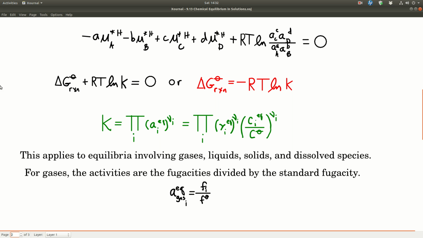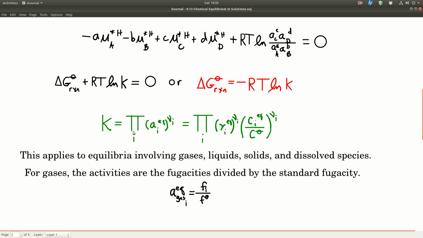So we can say delta G reaction, standard, pure substances plus RT ln K equals 0, or delta G equals negative RT ln K. Here K, okay, this is the whole point of this section. It's this term right here. We can write that this way down here.